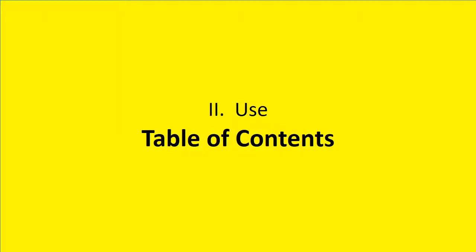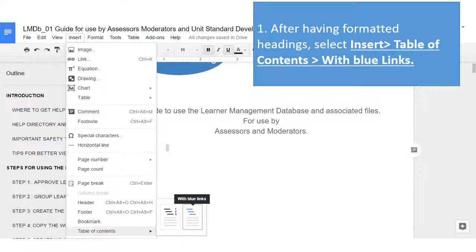The second method of navigating a large Google Doc is to use the table of contents. You go where you want to insert the table of contents, usually at the very start of the document, and then you click Insert, and then at the bottom here, Table of Contents, and preferably use the one with the blue links, because you get two methods. This way is without the links, and the second with the blue links enables you then to jump to the specific place in the document.